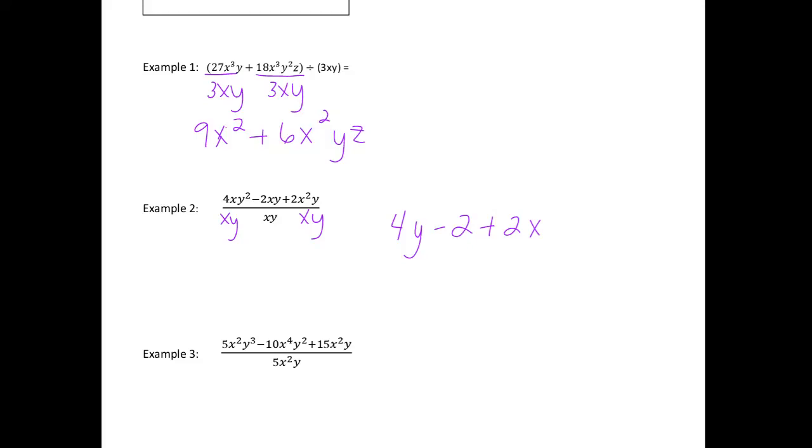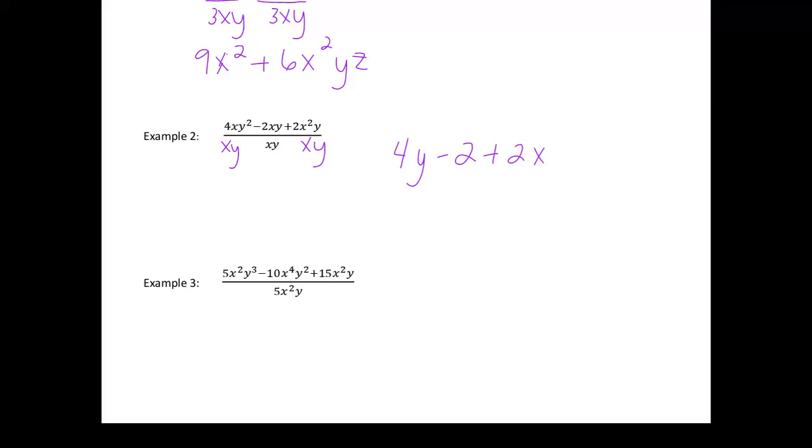All right. And then we've got one more example to try. How about you pause the video and try that on your own? Come back and check in a second. So again, you can simply write the denominator under each term, or if you don't need to, you don't have to show that step, but we are going to divide each term by 5x squared y. So the first term, we've got a y squared left. Second term is negative 2x squared y when we subtract our exponents. And then finally, we've got 3, and that's it. There's nothing else left in that last term.